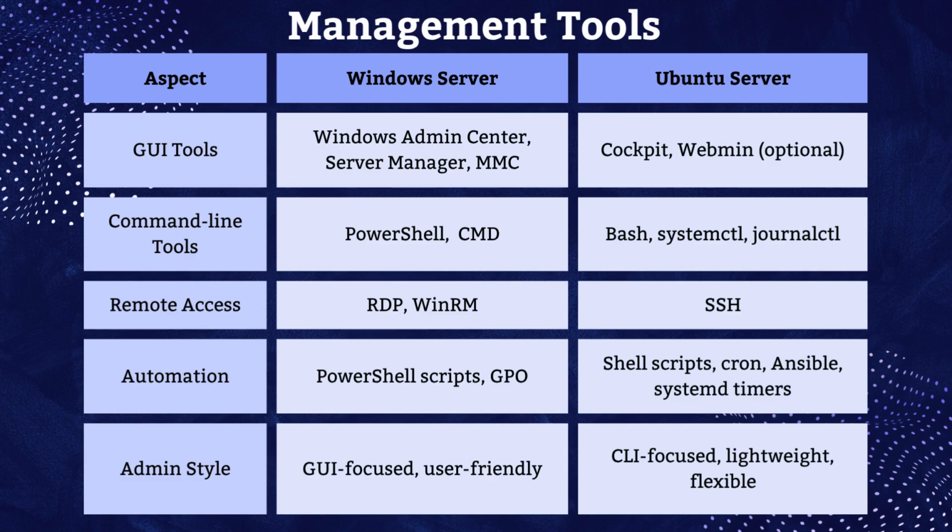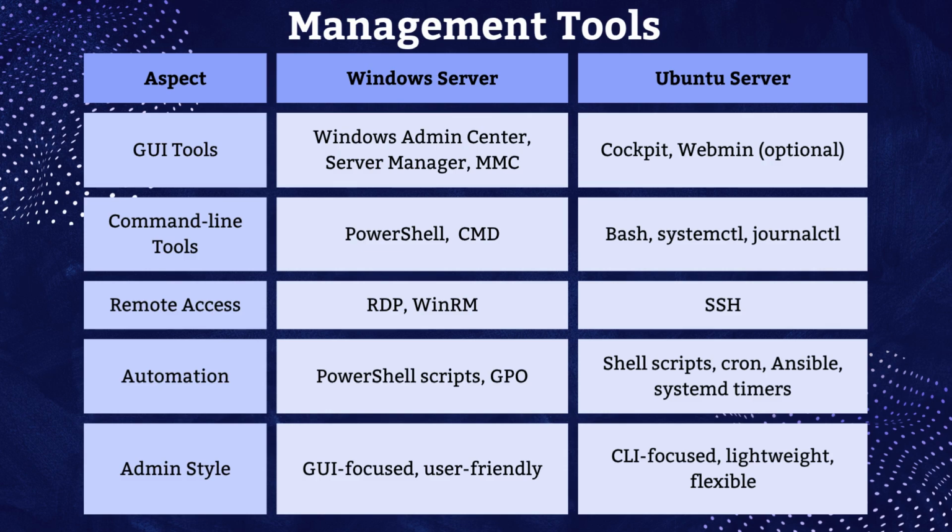For command line tools, Windows includes PowerShell and the command prompt. Ubuntu Server relies on the Bourne Again Shell, or Bash, as well as tools like systemctl and journalctl for managing services and viewing logs. When it comes to remote access, Windows Server uses Remote Desktop Protocol (RDP) and Windows Remote Management (WinRM). Ubuntu Server typically uses Secure Shell, which is fast, secure, and the standard choice for server access.